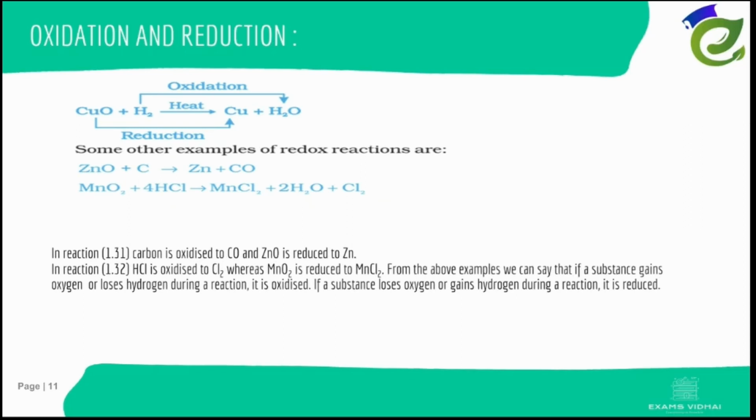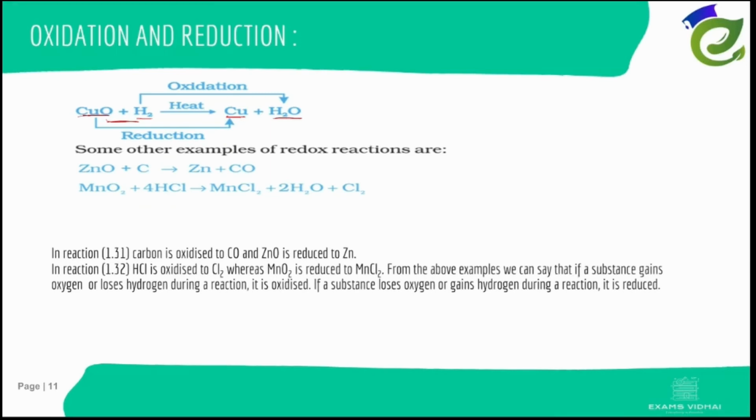So we are going to see one reaction where oxidation and reduction take place, and that reaction is called a redox reaction. In this reaction, CuO plus H2 gives Cu plus H2O. Therefore, on the reactant side, oxygen is being removed. Therefore, it is a reduction reaction, and on the product side, oxygen is being added. Therefore, it is an oxidation reaction.